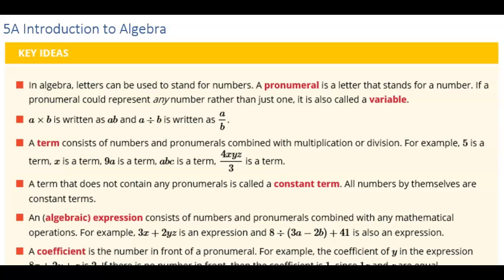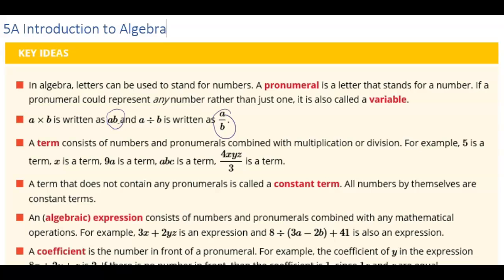All right, second dot point. A times B is written as AB. So we don't really keep that multiply sign; there's an implied multiply. A times B is written as AB, and A divided by B, we usually write like a fraction. So we don't really use the multiply or the divide sign.